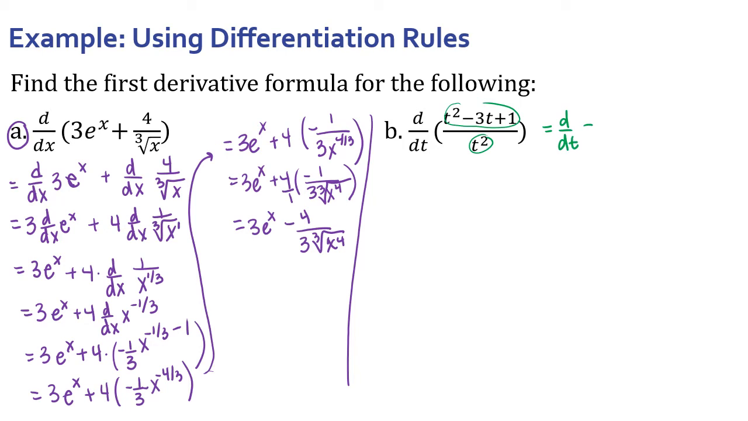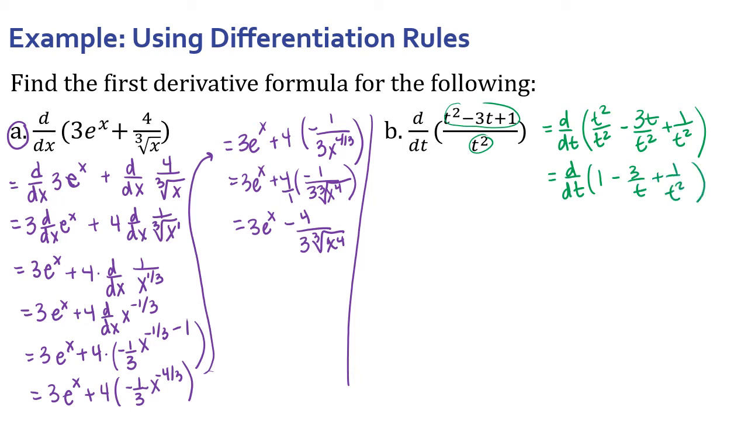So I'm going to be dividing each of those terms by t squared. So let's just do that. So these are equivalent statements. So now that I have this, let's just simplify it out. So derivative with respect to t of 1 minus 3 over t plus 1 over t squared. Each of these I can put in a way that I can actually find the derivative of. I have a rule for it. So let's go through and apply that derivative to each one of these.